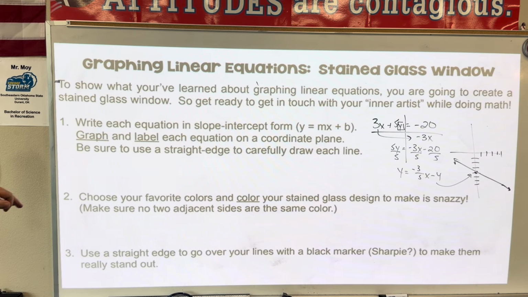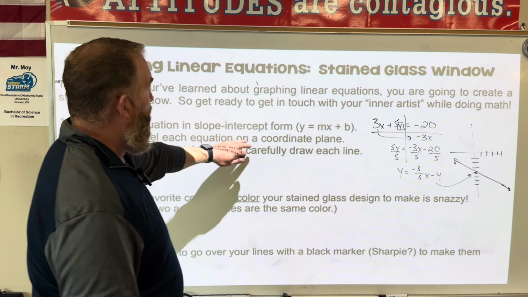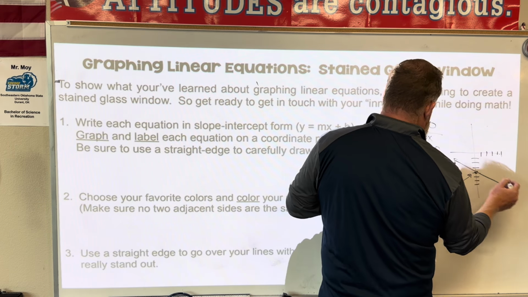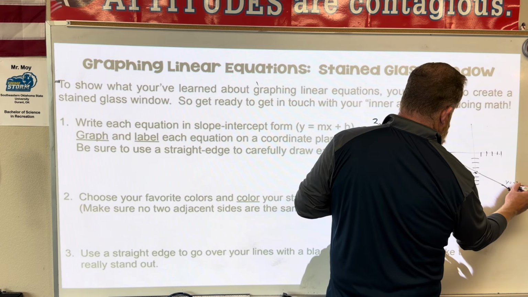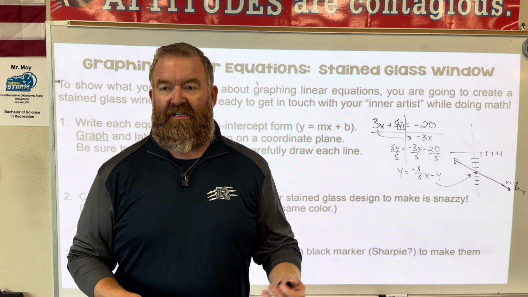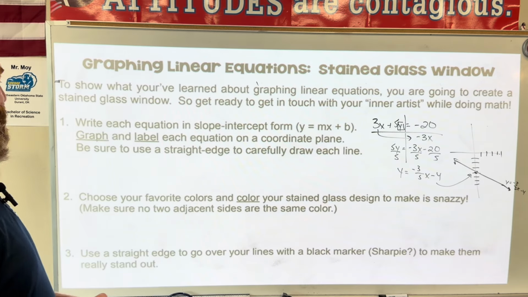So after you do that, you're going to graph and label each equation on a coordinate plane. After this one is done, I can put y equals negative 3/5 x minus 4, or you can put the original equation. I really don't care, it's up to you. You want to make sure you have all the lines.